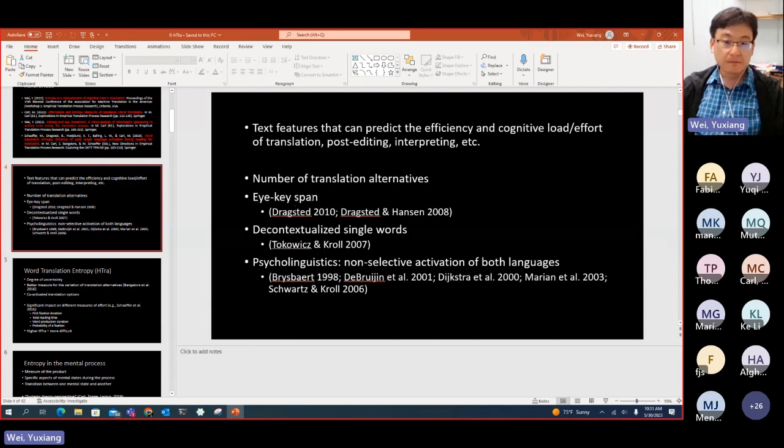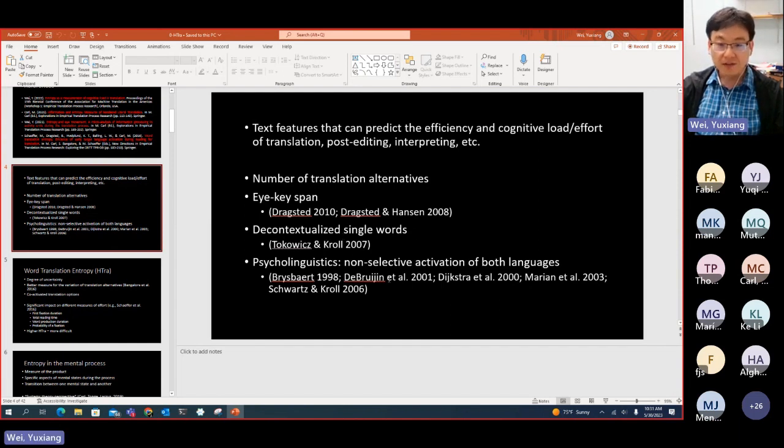This I-key span, which is basically a time interval, is strongly and significantly correlated with the number of translation alternatives. And the number of these alternatives are an aspect of ambiguity, something that is often called translation ambiguity. The same effect has also been shown in studies using decontextualized single words.